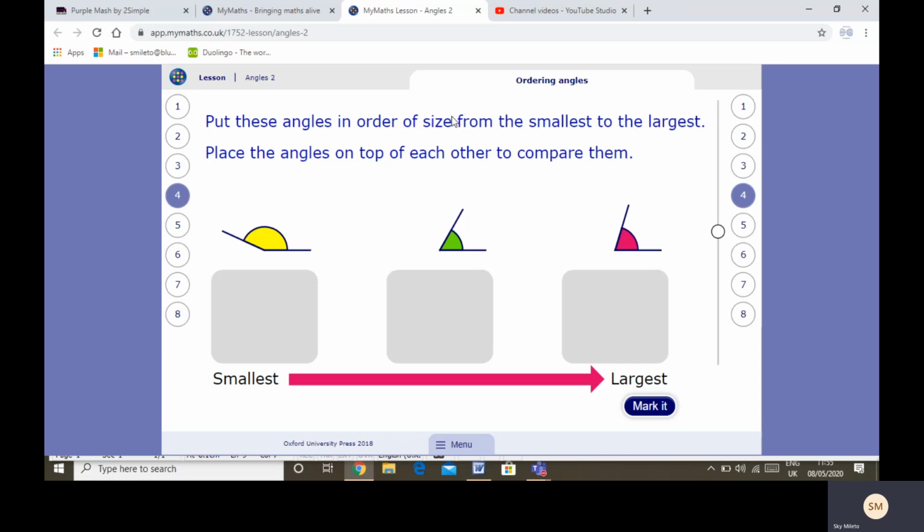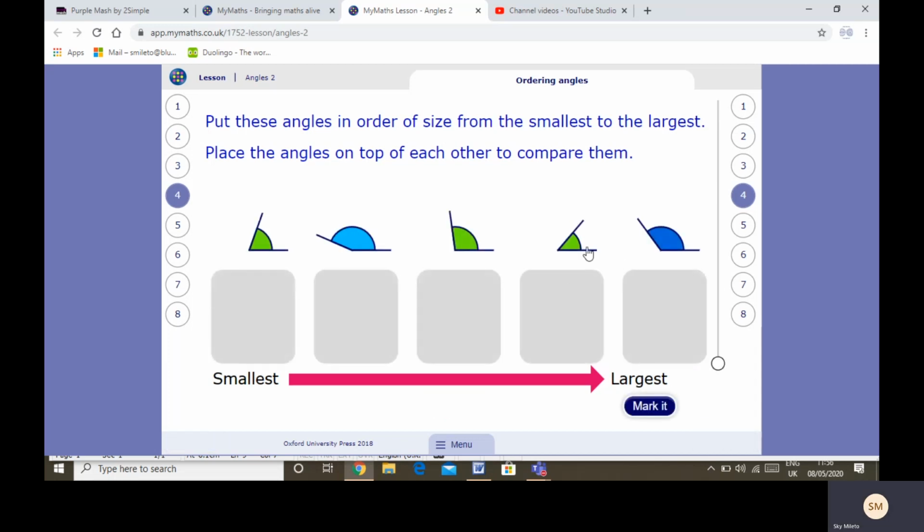So we can put these angles in order of size from smallest to largest. We're comparing them. I can see this one is smaller than a right angle because if we had a vertical line, it would go right up. And this one is also smaller than a right angle, but I can see this one's slightly smaller than this one. That one must be there, that one must be there, and this one I can see is an obtuse angle because it's larger than a right angle, so that one must be the largest.